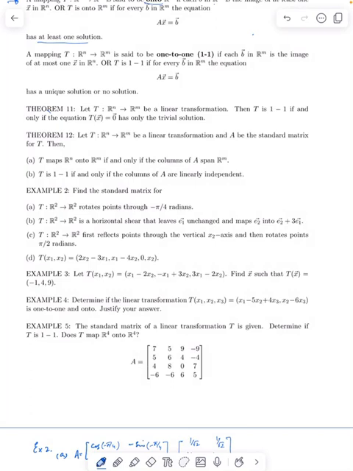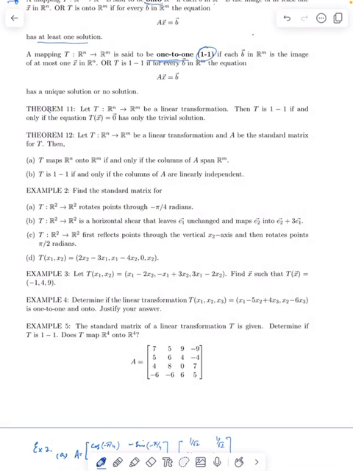The other property that we are looking at is the one-to-one property. So when is a function one-to-one, or when is a mapping one-to-one? We say a mapping T from Rn to Rm is said to be one-to-one, often written 1-1, if each b in Rm is the image of at most one x in Rn.